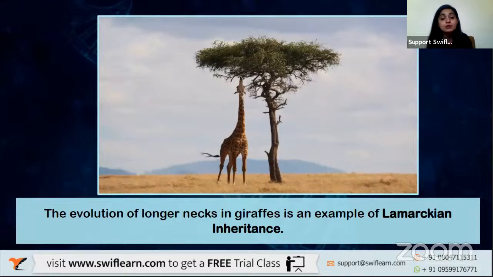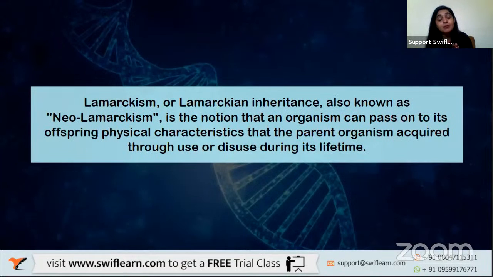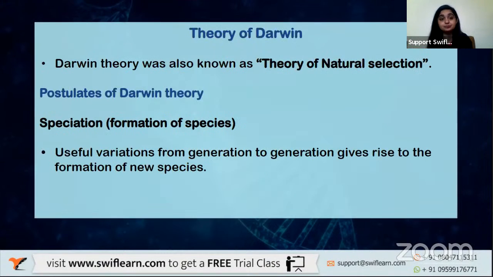The evolution of longer neck in giraffe is an example of Lamarckian inheritance. Lamarckism or Lamarckian inheritance, also known as neo-Lamarckism, is the notion that an organism can pass on to its offspring physical characteristics that the parent organism acquired through use or disuse during its lifetime. That was really rare. We just read about the example.